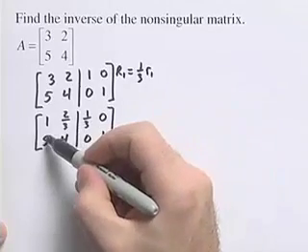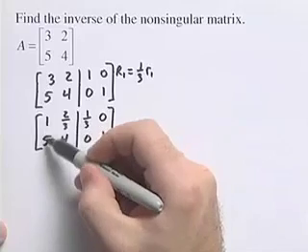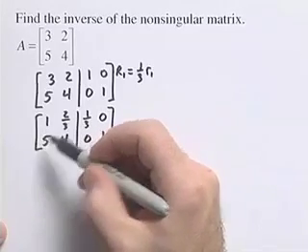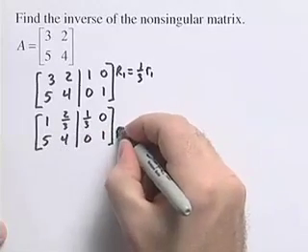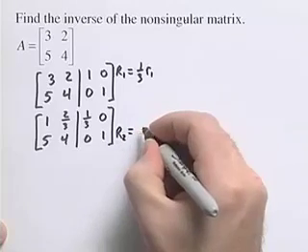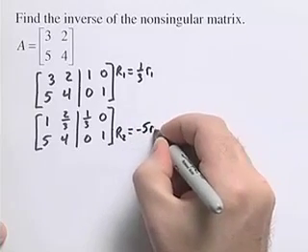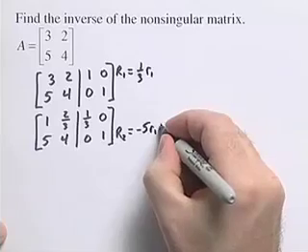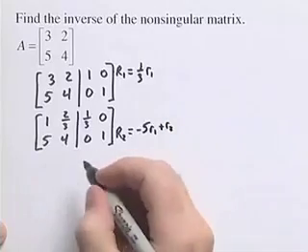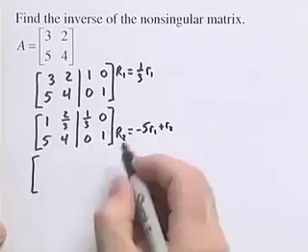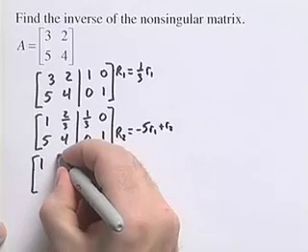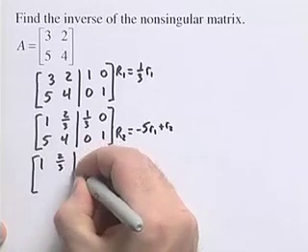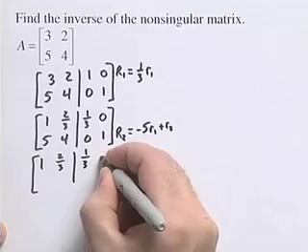Next, we want to get a 0 in the second row, first column entry. To do that, our new row 2 will equal -5 times our first row added to our second row. We're not changing our first row, so we're going to rewrite that. 1, 2/3, 1/3, 0.